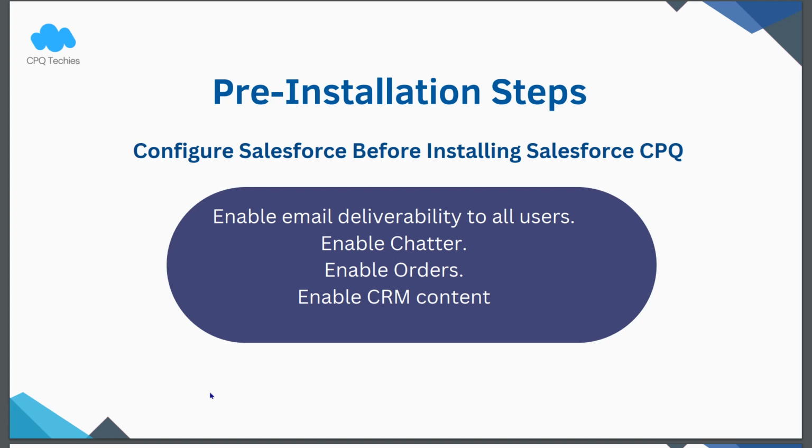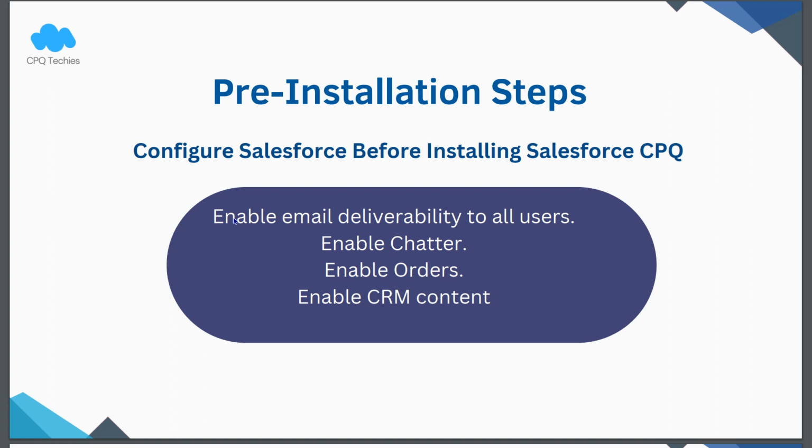We have to install it in that Salesforce org by using AppExchange, or we can implement it by asking the Salesforce CPQ product team. Okay, so I will go through the whole process of how we install, and before installation, these are the things we need to consider: enable email deliverability for all users, enable Chatter, enable Orders, and enable CRM Content. Those are the things we need to check before installing any product.